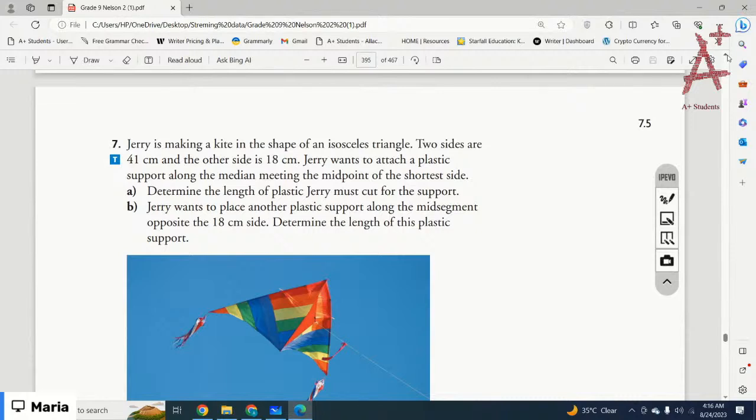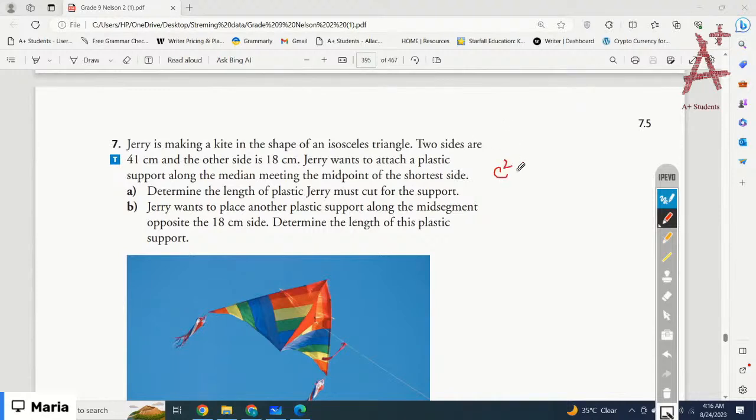So, to determine the length of plastic Jerry must cut, we have to apply the Pythagorean theorem, right? That is c square equals a square plus b square, because the isosceles triangle can make two right triangles. It looks like this. If you draw a line, it makes two right-angled triangles, this one and this one, right? That's why you can apply the Pythagorean theorem.